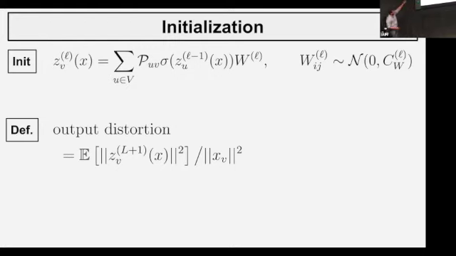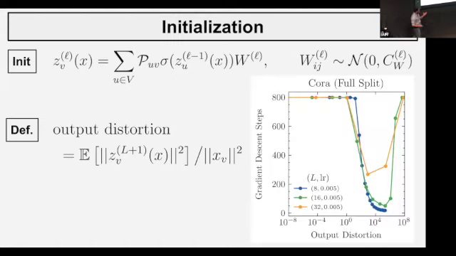So this output distortion is something that, if it's too big or too small, is going to impact your training negatively. And I'll show you that. You don't have to take my word for it. This is an experiment that we ran on Quora, although we ran this on lots of data sets and we always got similar results. On the x-axis, you see on the log scale this output distortion. On the y-axis, how many gradient descent steps does it take to get to the accuracy of the best linear classifier? So lower is better.